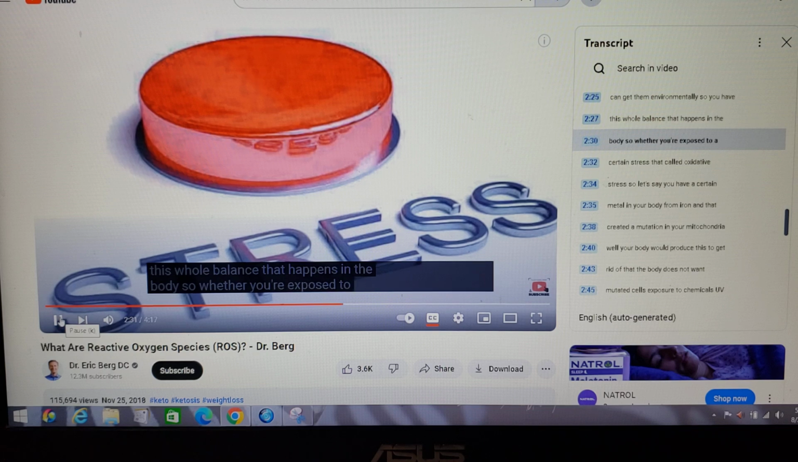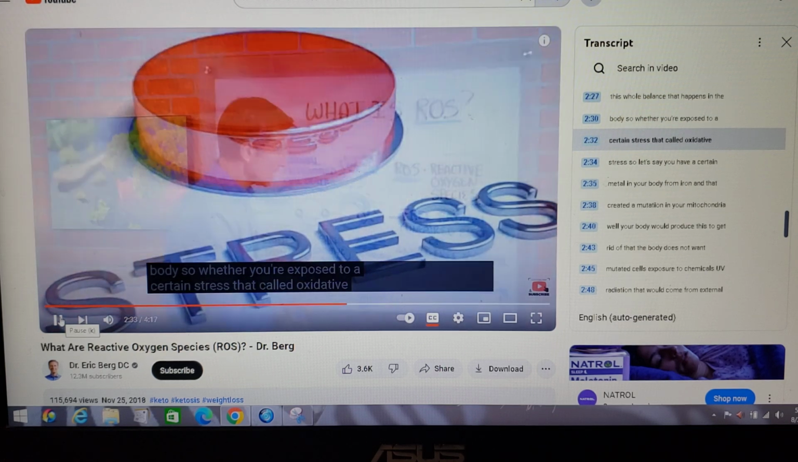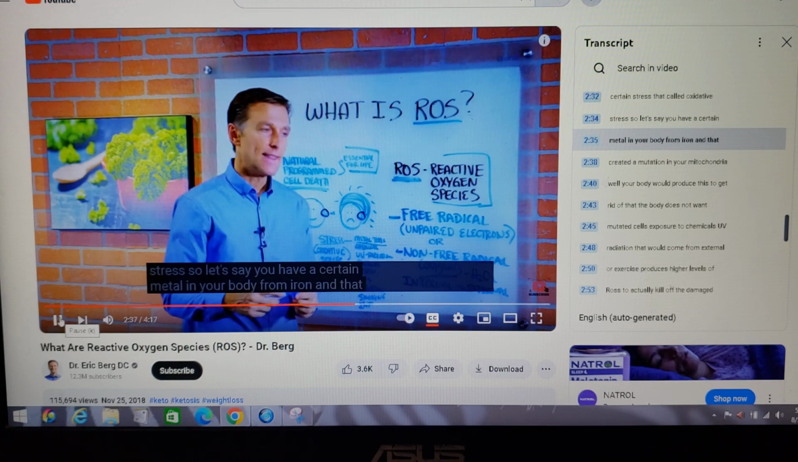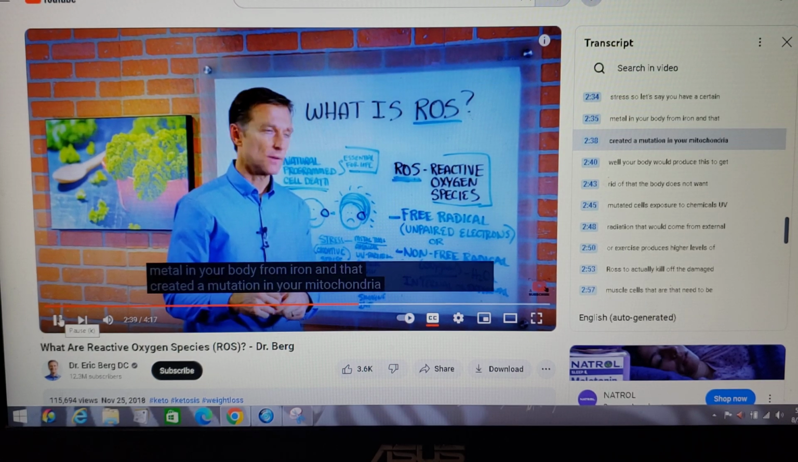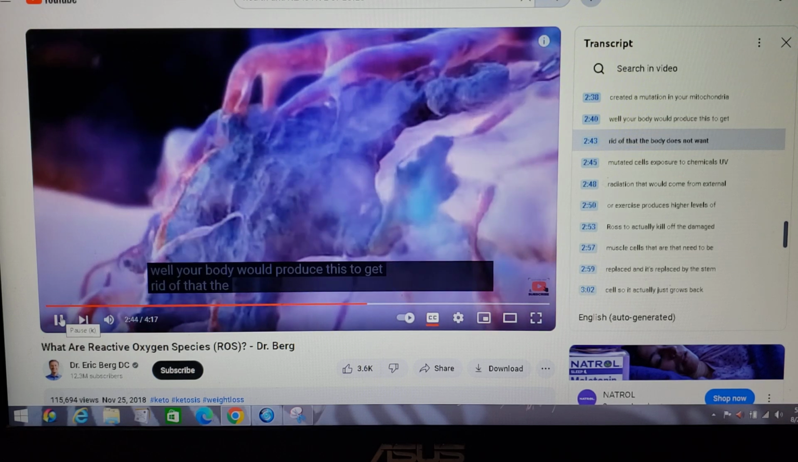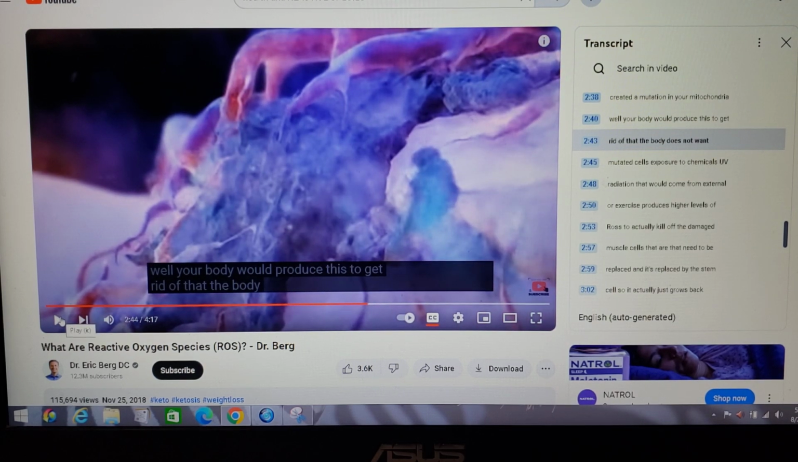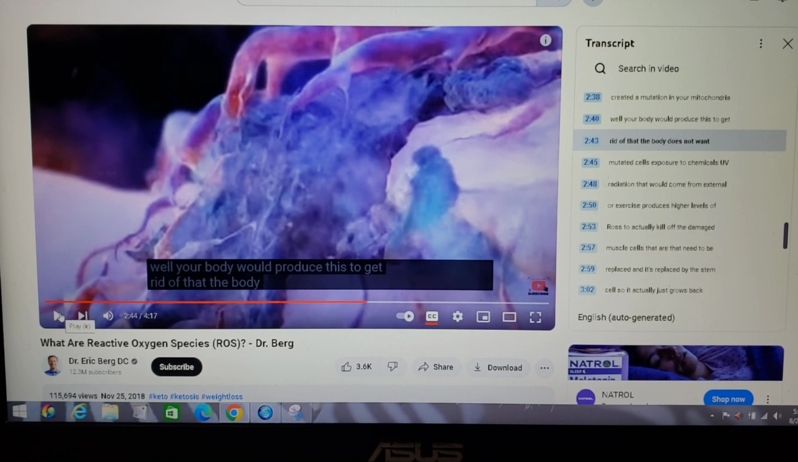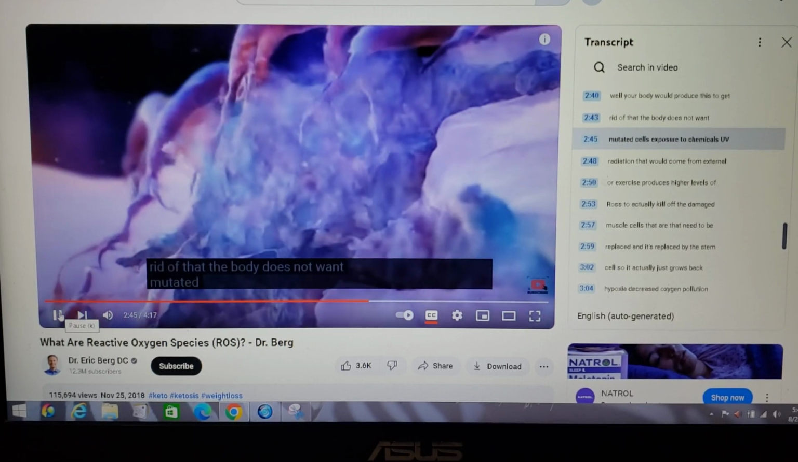So whether you're exposed to a certain stress, we call it oxidative stress. So let's say you had a certain metal in your body from iron, and that created a mutation in your mitochondria. Well, your body would produce this to get rid of that. You see, your body doesn't like mutations because mutations will kill your body. They will slowly mess up other things in your body. So your body's ROS works to do this. It does not want mutated cells.